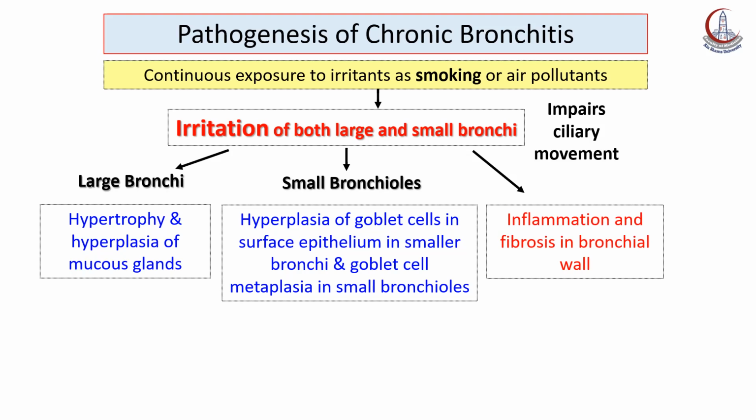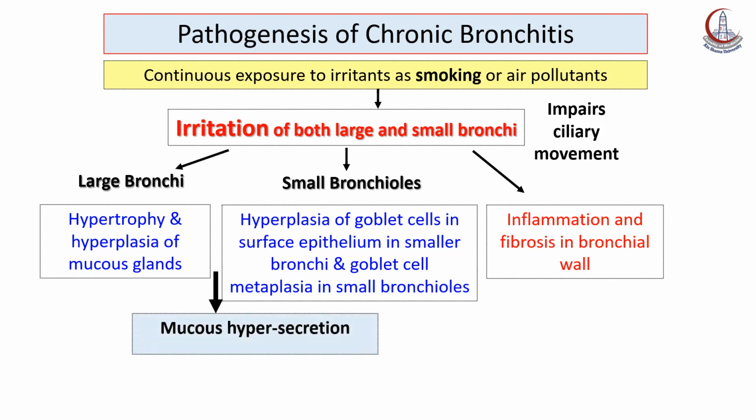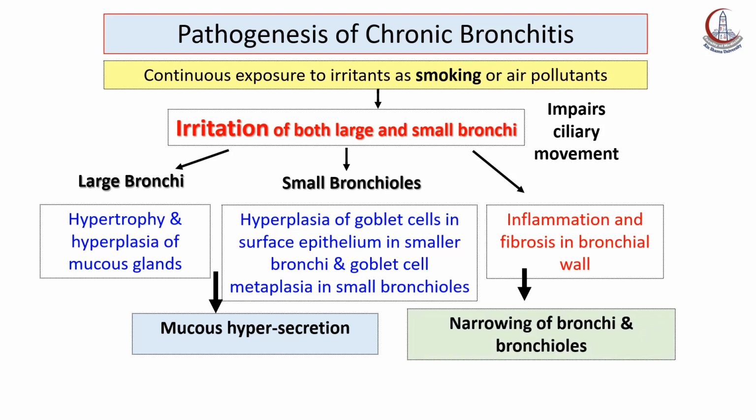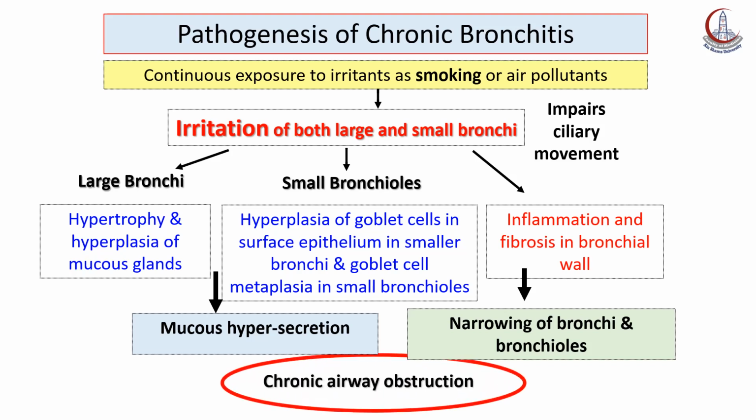Due to irritation of the airway, there is inflammation of the wall of the bronchi and the bronchioles, leading to fibrosis of this wall. So the lumen is filled with mucus due to hyperplasia of the mucus glands and goblet cell metaplasia, and the inflammation of the wall with fibrosis leads to narrowing of the bronchi and the bronchioles, with intraluminal mucus hypersecretion, causing chronic airway obstruction.